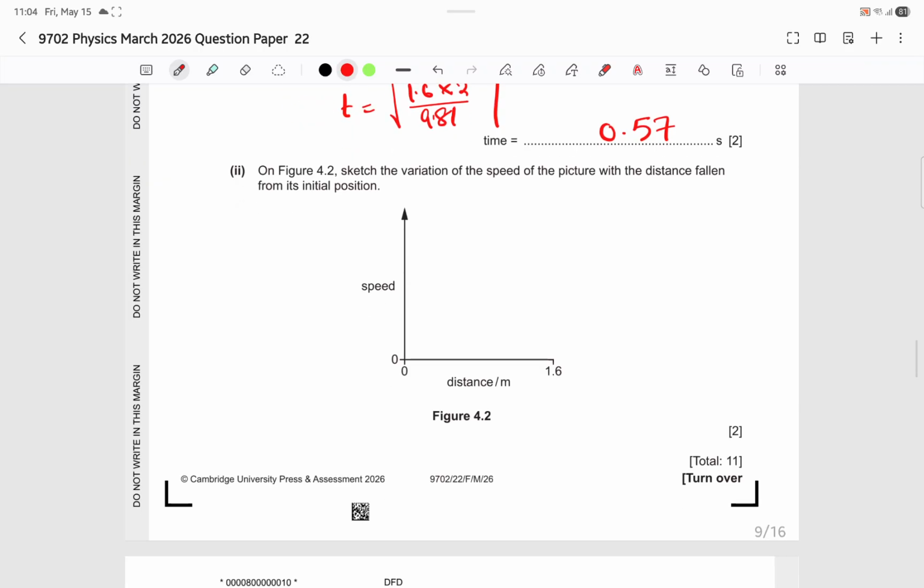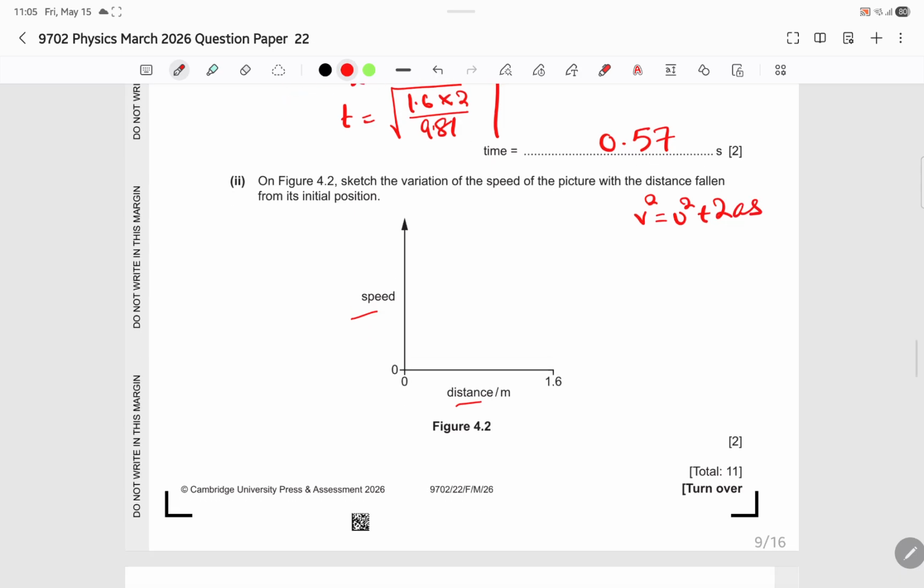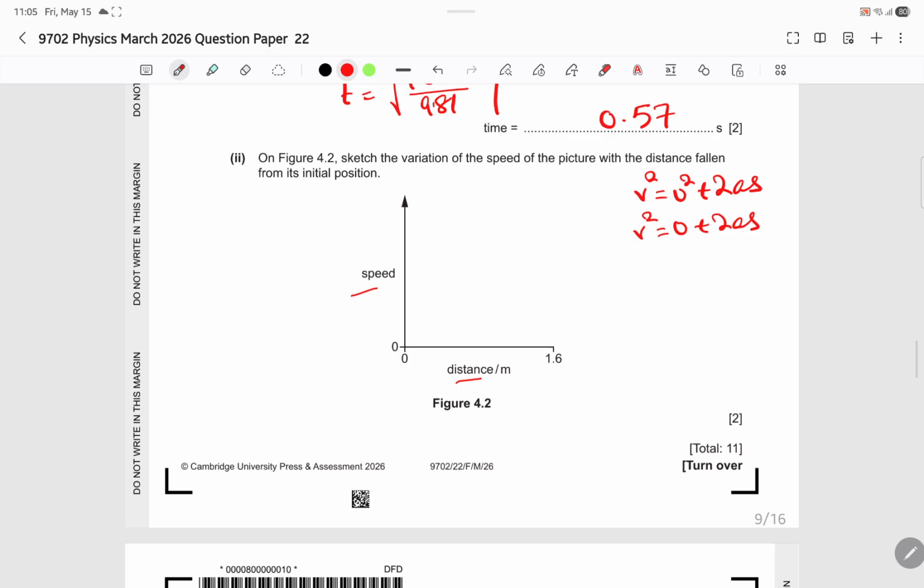Let's first find a relationship between the speed and the distance fallen. How can we do that? We can use the formula v squared equals u squared plus 2as. Initial u will be 0, so it's 0 plus 2as, and the acceleration will be a constant, so we can ignore it here, which means s is basically proportional to v squared.